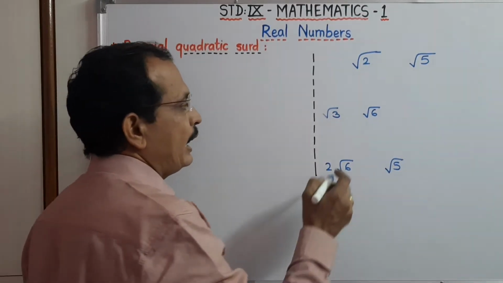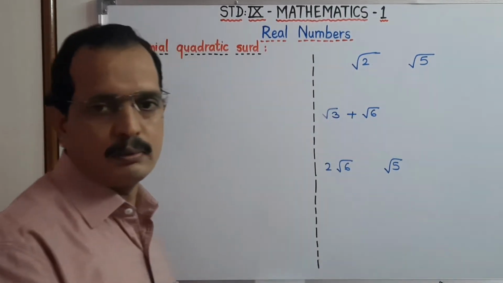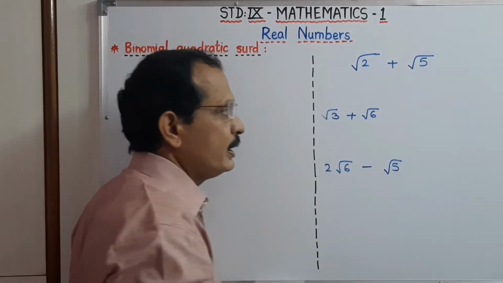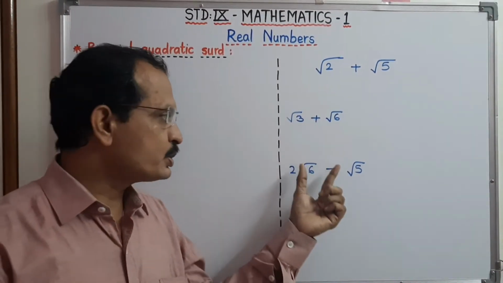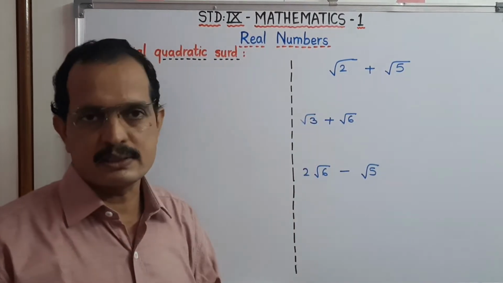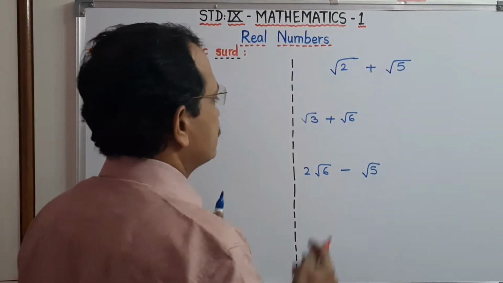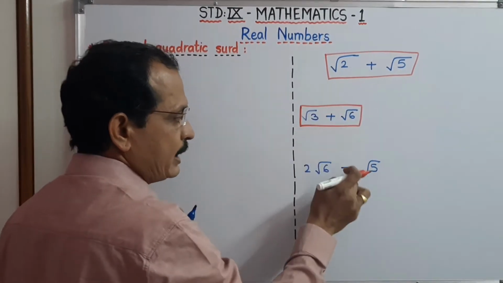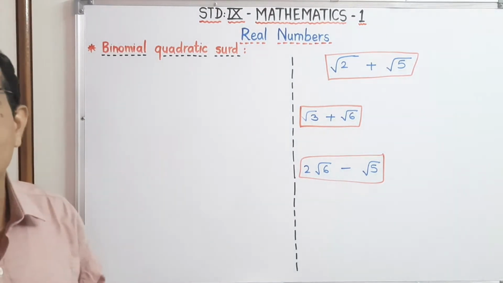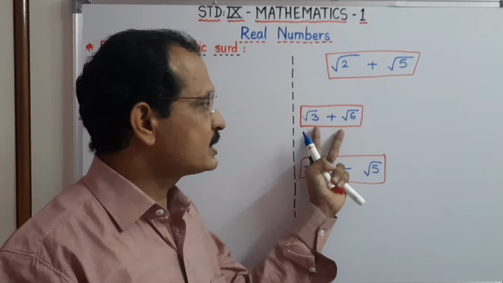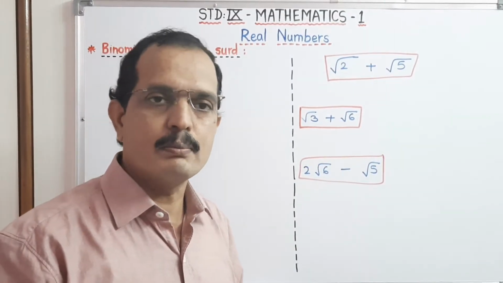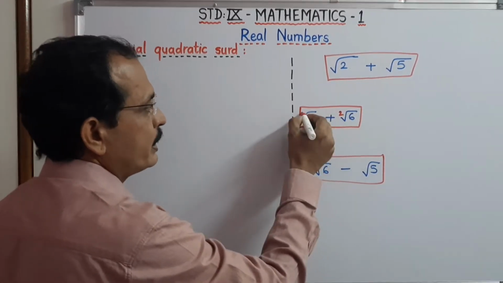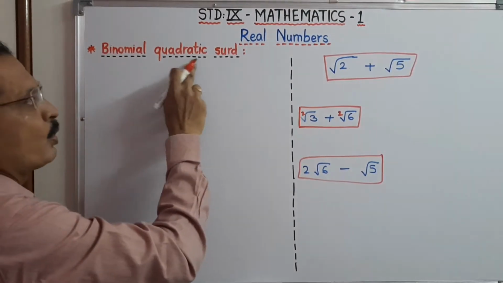And suppose I write here a plus sign between these two quadratic surds. Then suppose I write here a minus sign. Suppose I write here a plus sign. That means these two surds I join with plus sign, these two surds I join with minus sign, and here I join these with plus sign. Then this is known as a binomial surd. All these are known as binomial surds. That means here two surds are there, and they are joined with plus or minus sign, then they are called binomial quadratic surds. Here two surds are there, here order is 2, here order is 2, therefore it is called a binomial quadratic surd.